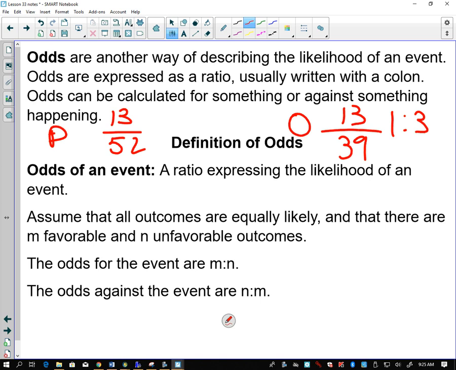So, odds of an event: a ratio expressing the likelihood of an event. Assume that all outcomes are equally likely and that there are m favorable and n unfavorable outcomes. The odds of the event are m favorable over n unfavorable. The odds against the event would then be n over m, because the unfavorable becomes the favorable, in a sense.